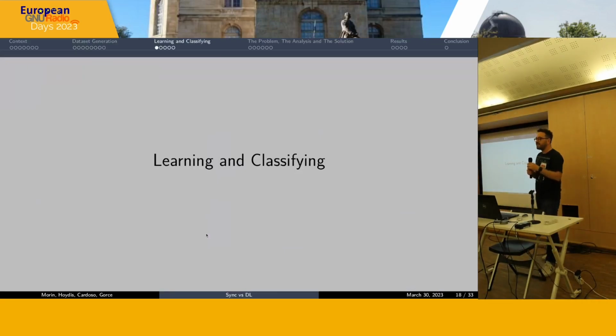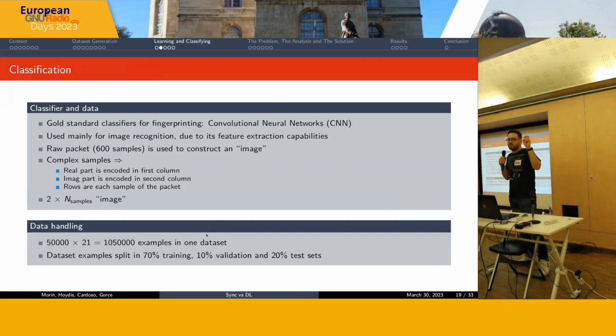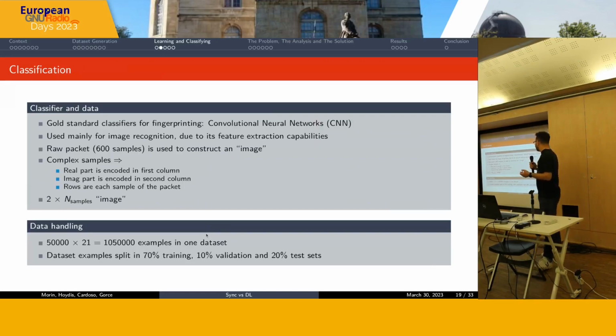Okay, now let's talk about learning. Basically, the gold standard, as far as we know, the gold standard for classifiers are convolutional neural networks. These are the kinds of networks that we use to identify images. So these are the ones that Google, everyone uses to identify images. Basically, what we want to do is we want to transform our raw packet onto sort of an image, and then feed that directly to the neural network.